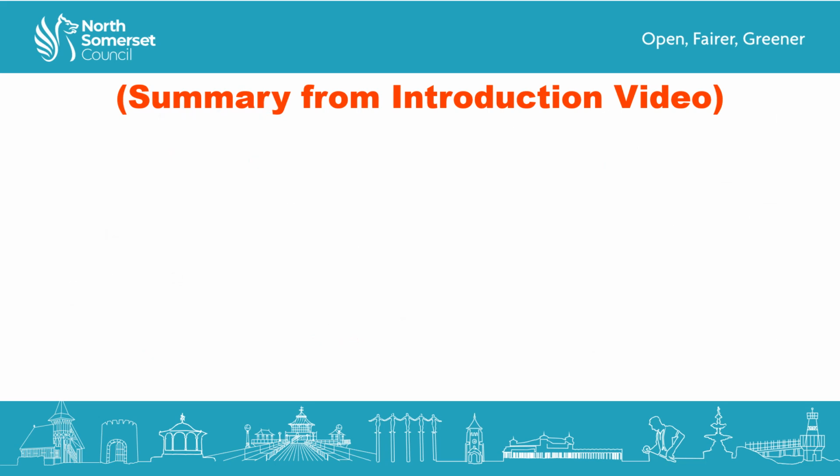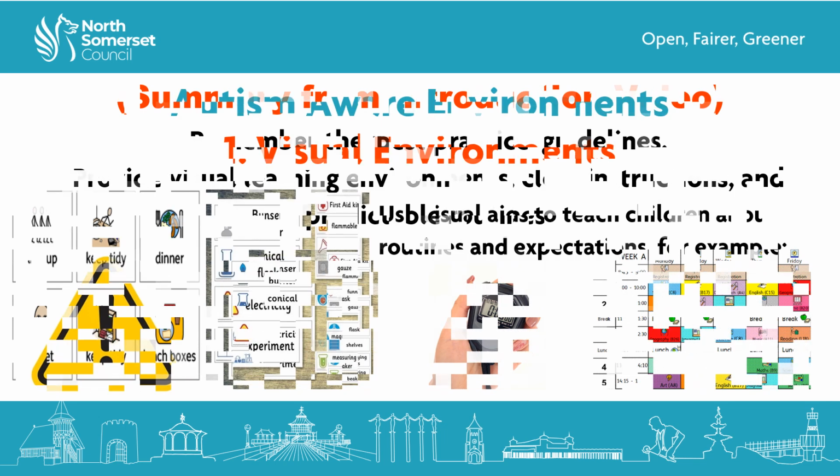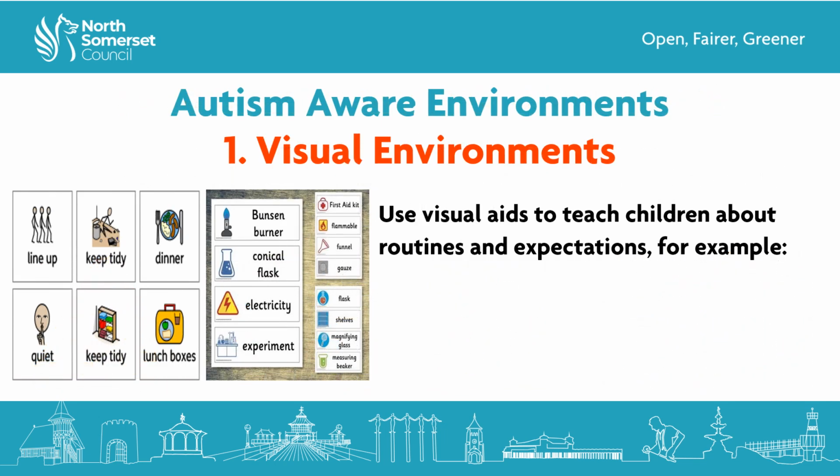First, let's start with a quick reminder of some of the best practice guidelines for supporting autistic young people in our settings. In particular, we want to provide visual learning environments, clear instructions, and predictable routines. So, what changes can we make to our classrooms to achieve this? Well, we can start by thinking about how we create highly visual learning environments.